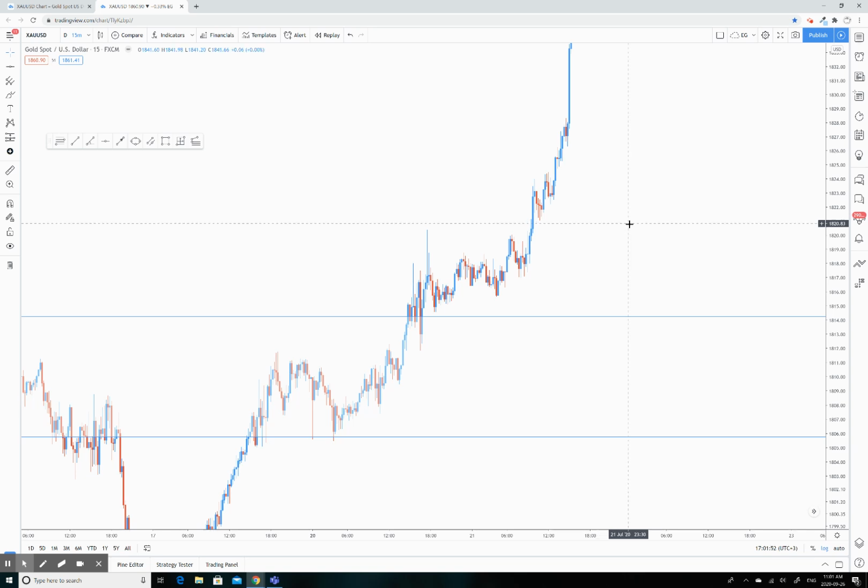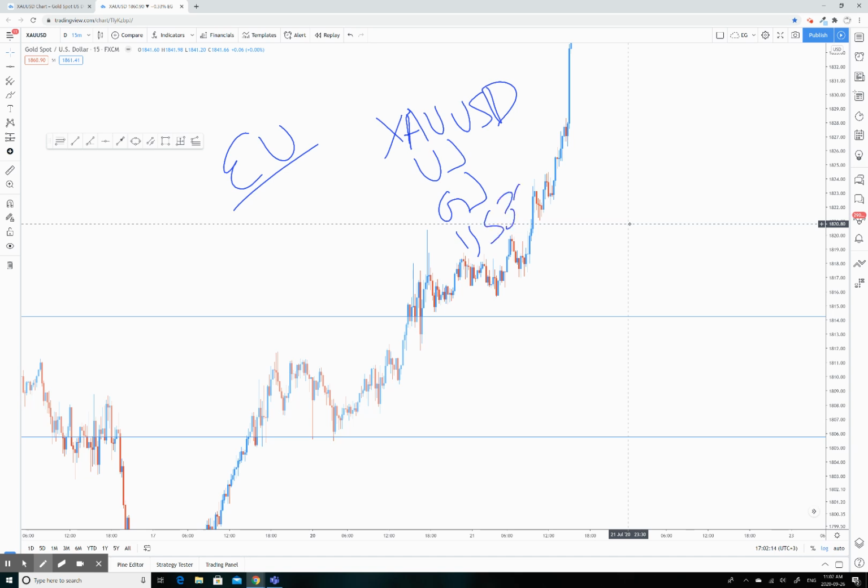Keep in mind that the best pairs to do this on are pairs that trend strongly, like gold. I don't know why I just didn't write gold. Gold, UJ, GJ, EU sometimes, but it really depends on the market. This can also be a great ranging pair, so put that one to the left. US 30, the Dow, is another good one. Most indices as well, so if you trade the other indices, they do this as well.